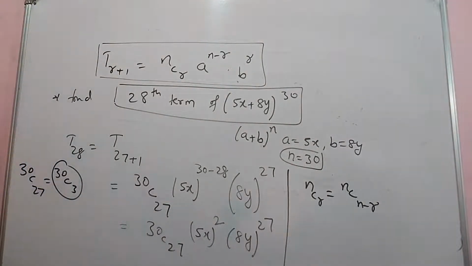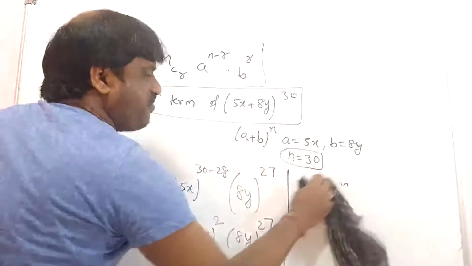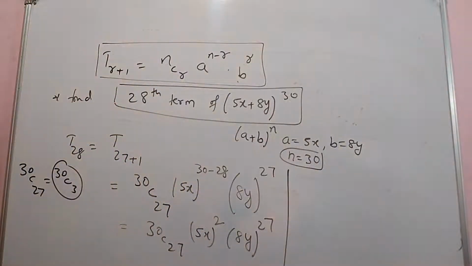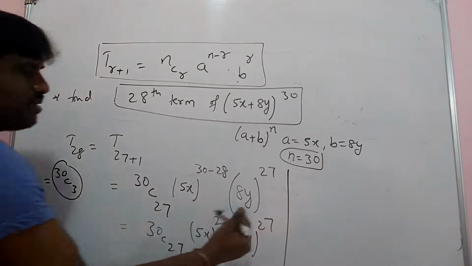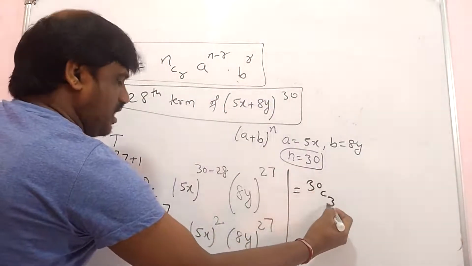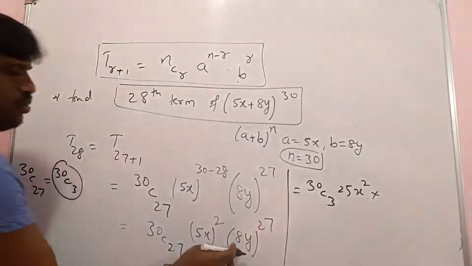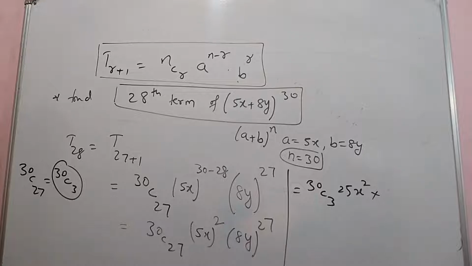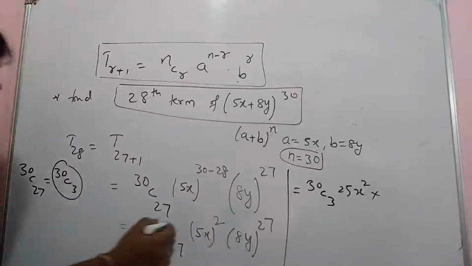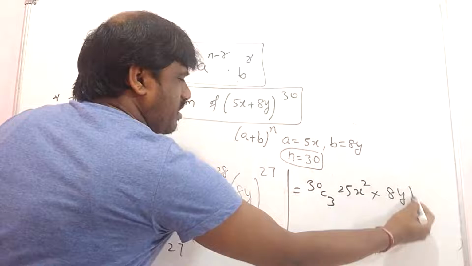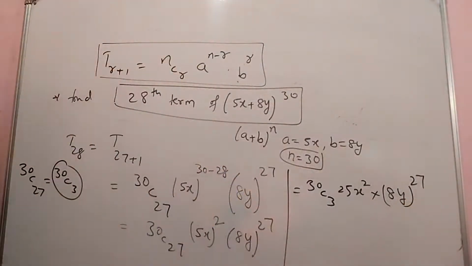Now I am going to find this value. 30C3 into 5 square, 25, into x square into 8 to the power 27. So I can write 8y to the power 27 only, you don't need to change it, because 27 is a large power and we never evaluate that. Don't find the value of 8 power 27.